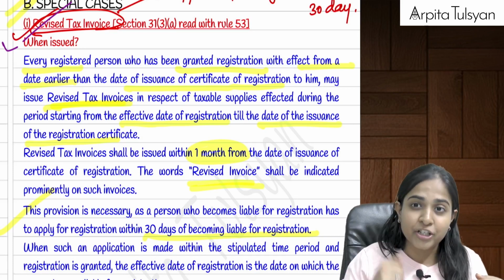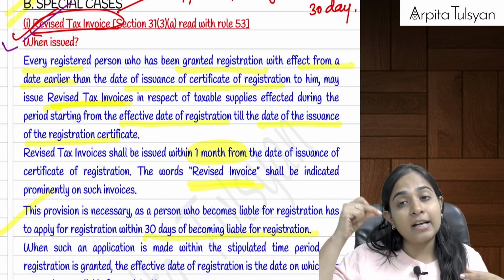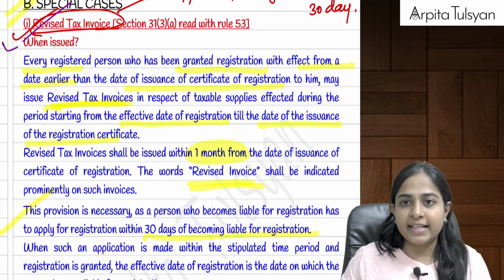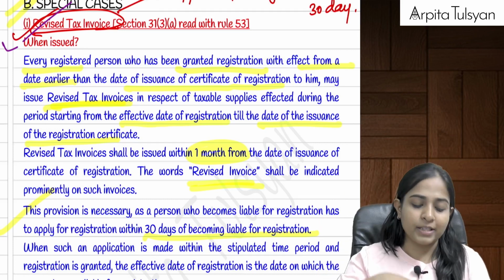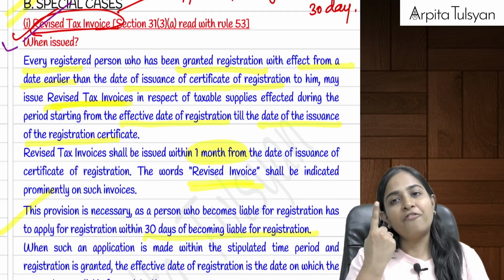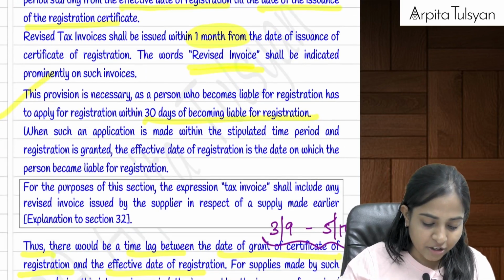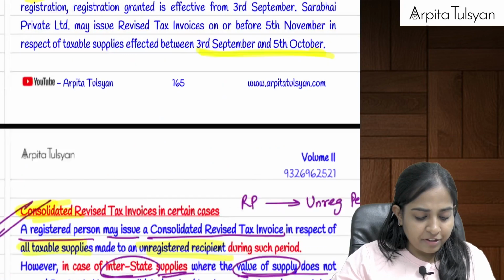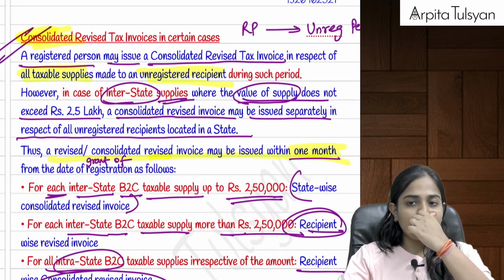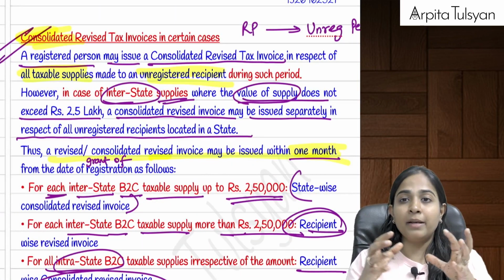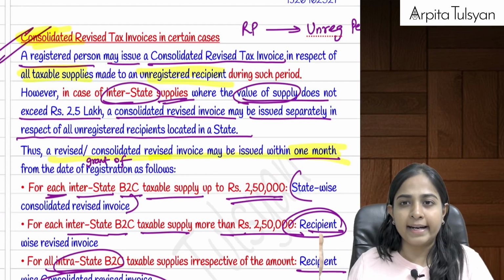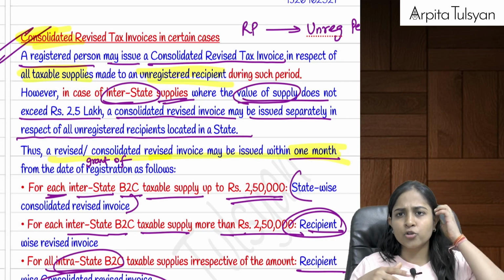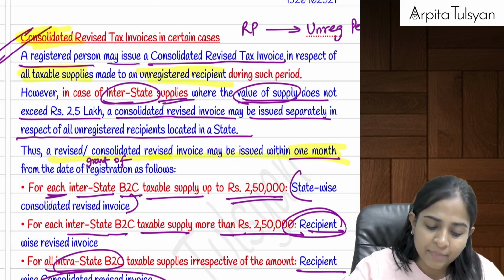You can collect GST from the other person, and the other person can also get the input tax credit on the basis of revised tax invoices. And these revised tax invoices should be issued within a period of 1 month from the date of grant of registration certificate, right? Now, if the period is let's say about 20, 25, 30 days, there will be many tax invoices which would have been issued. So all of these tax invoices can be revised now.